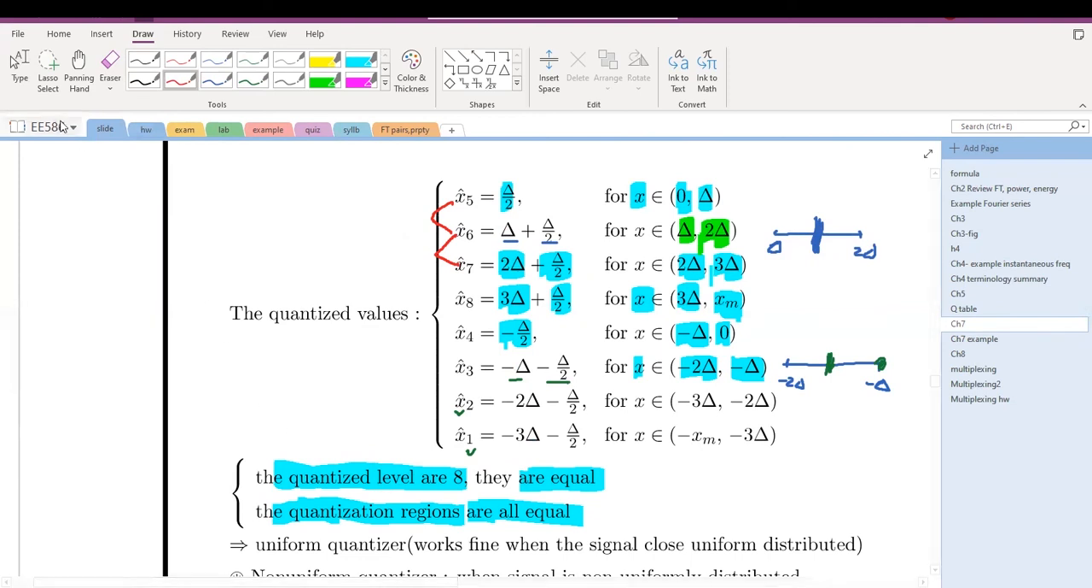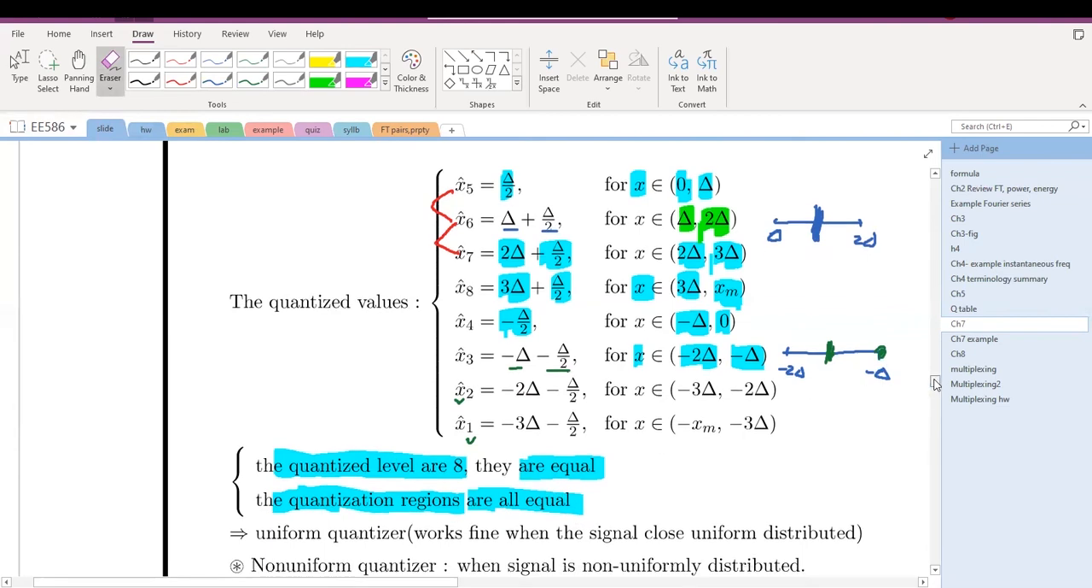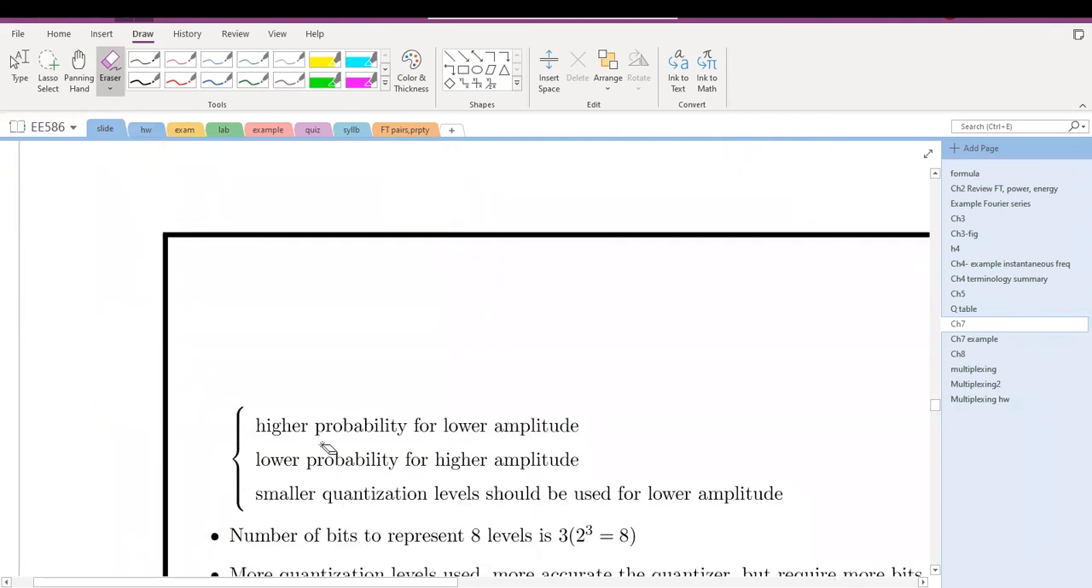And a uniform quantizer works well when the signal values are uniformly distributed. But if they are not, then this uniform quantizer is not optimal. Normally, for a lot of signals, there is higher probability for lower amplitude, for lower values. When the signal has a higher amplitude, it has a lower probability. For example, in our voice signal, the magnitudes are concentrated in the lower values.